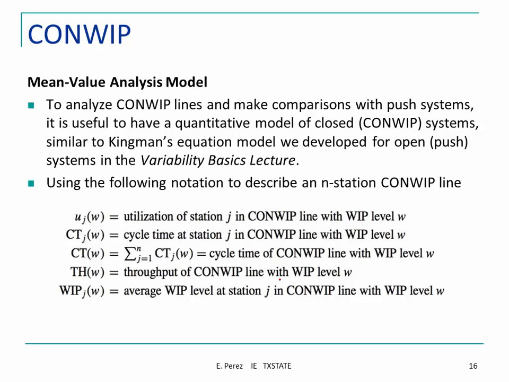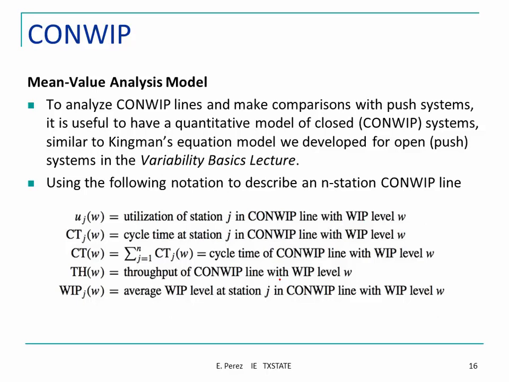So we're going to have w, u_j(w), where w is the WIP level. So remember, in CONWIP lines, now we want to focus on keeping the same WIP level across the manufacturing line. So that's going to be one of our performance measurements. So we're going to keep that WIP level to a certain number. And the utilization of the station is going to be u_j. CT_j is the cycle time at a particular station j with a specific WIP level. CT without the j index is the cycle time for the line. So that includes all the stations.